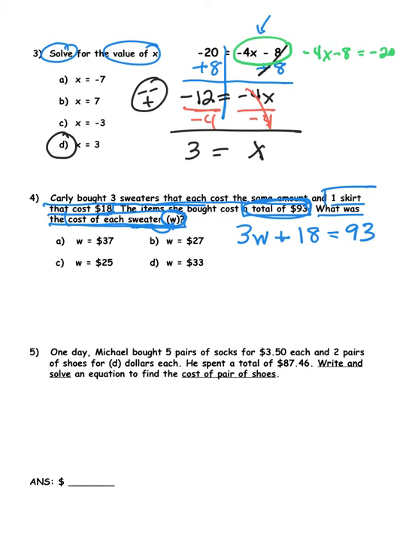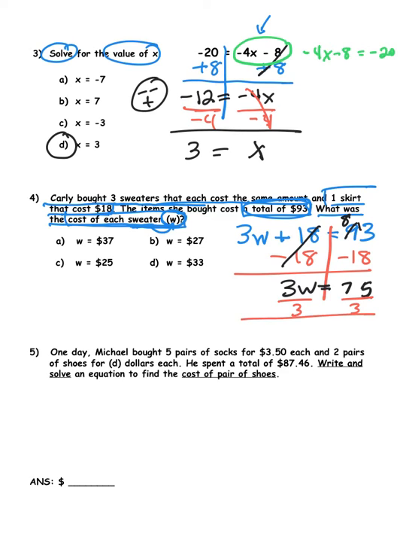So I have enough information now to solve this equation and decide how much it costs for each sweater. So I'm going to subtract 18 on both sides, and these 2 go away, leaving me with 3W. And over here, I need to borrow from 9 and make that 13. 13 minus 8 is 5, and 8 minus 1 is 7, so 75. So I'm left with 3W equals 75. So I'm going to divide by 3 and divide by 3, leaving me with W equals 25.